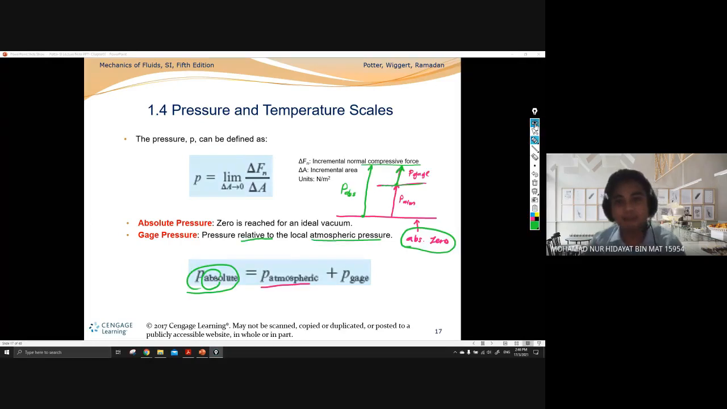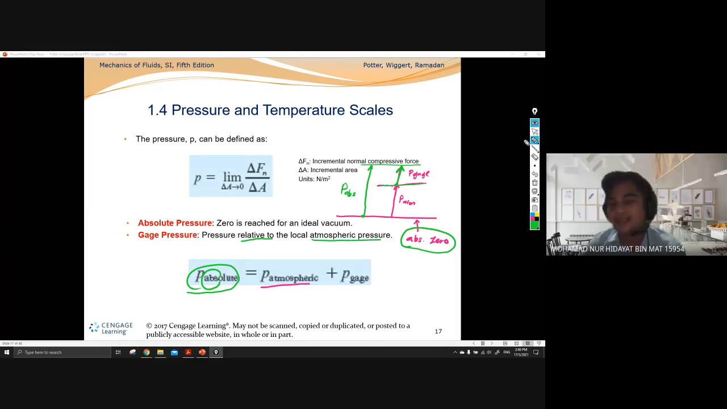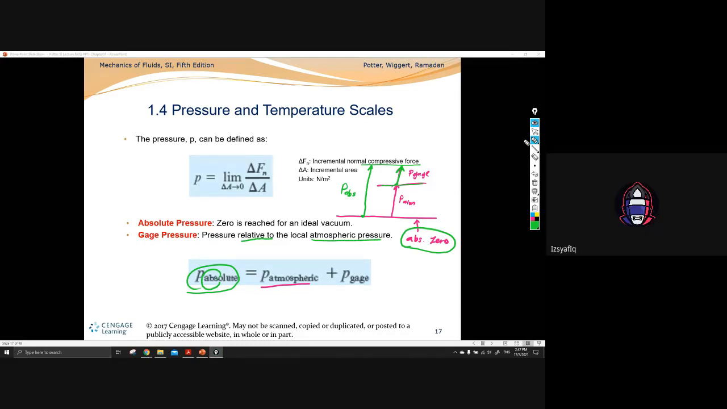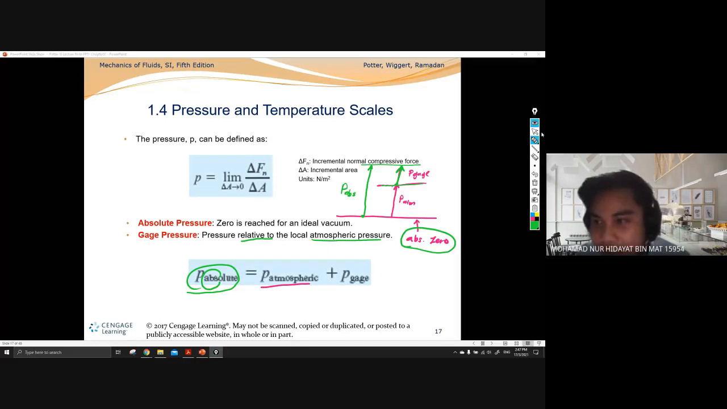Okay, everyone clear about this? What is the P absolute, PATM and P gauge? Yes, doctor. Okay. So when someone asks you, what is P absolute? P absolute is the pressure we compare or reference to the absolute zero. Understand? Yes. And gauge pressure is the pressure we compare to the atmospheric pressure. Okay? So you can see here the definitions.